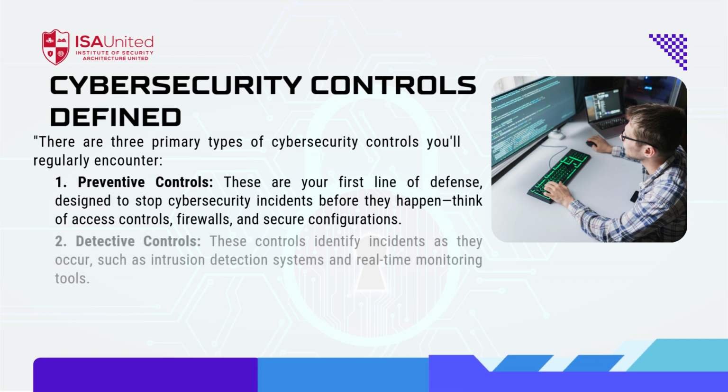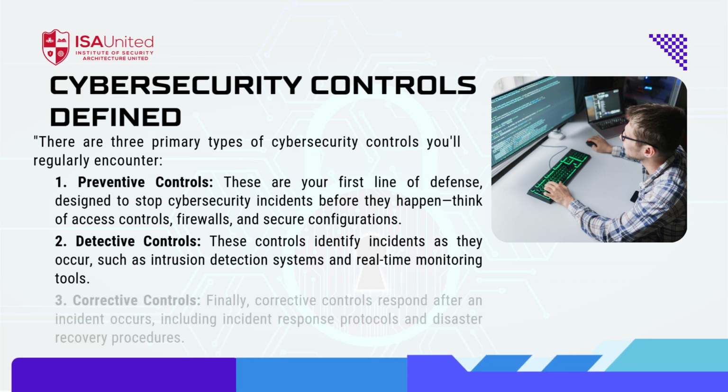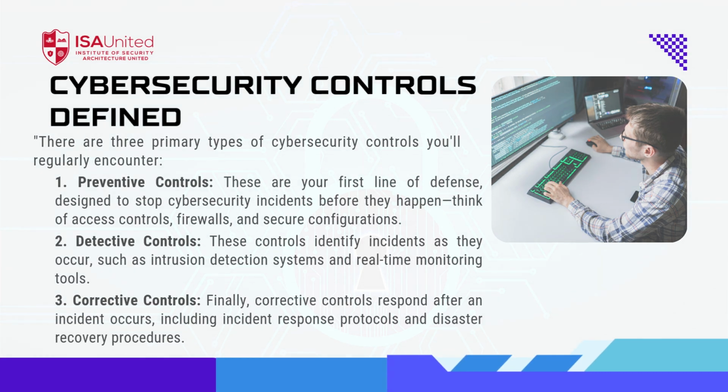2. Detective controls. These controls identify incidents as they occur, such as intrusion detection systems and real-time monitoring tools. 3. Corrective controls. Finally, corrective controls respond after an incident occurs, including incident response protocols and disaster recovery procedures. Understanding these categories helps you select and implement the right control at the right time.